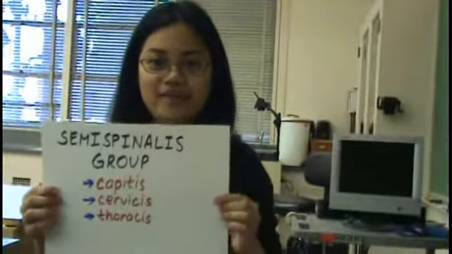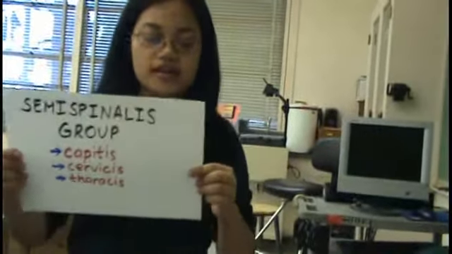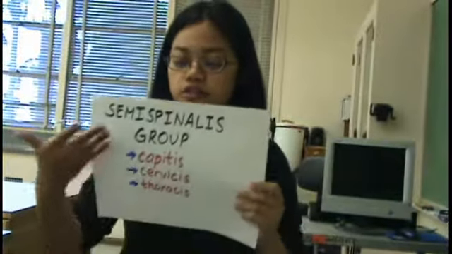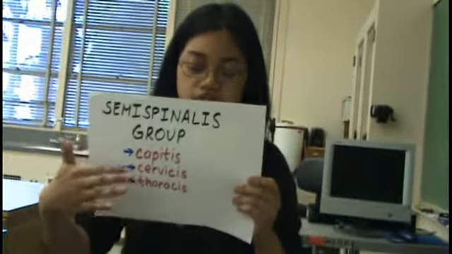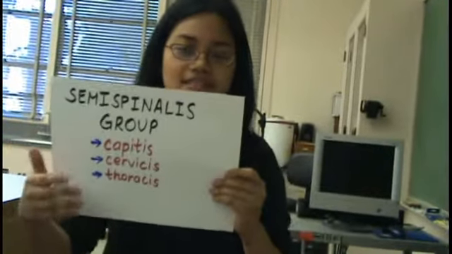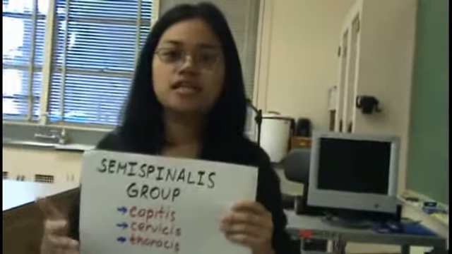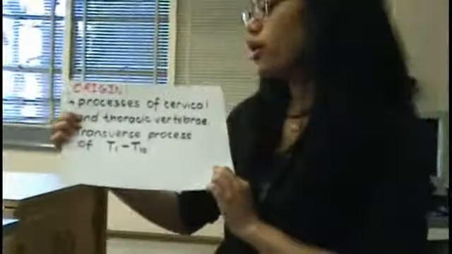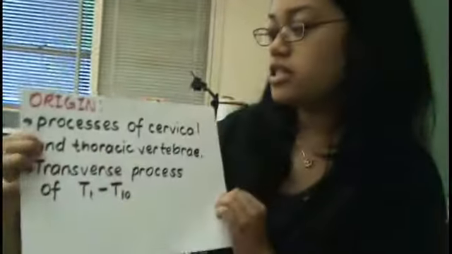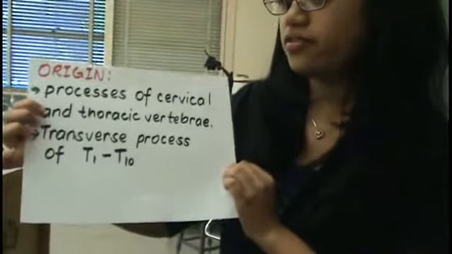Hi, my name is Paz Marquez, and I'm doing the semispinalis group, also called transversospinalis. There are three parts of it. The first part is the capitis, the second part is the cervicis, and the third one is thoracis. But for this case, we're going to summarize everything so that it's going to be easier for everyone. Origin: the origin is in the processes of cervical and thoracic vertebrae.